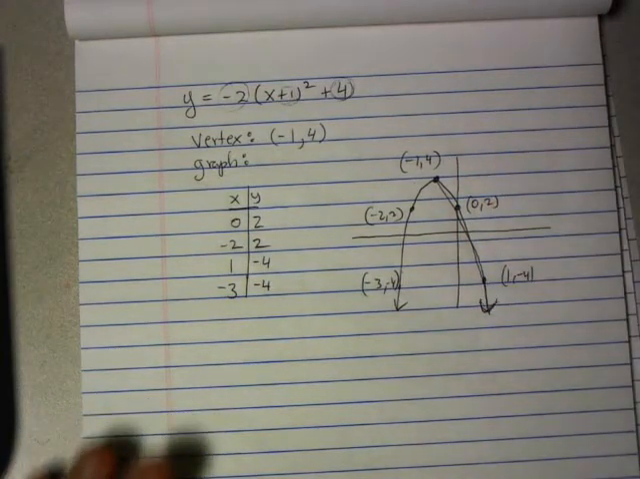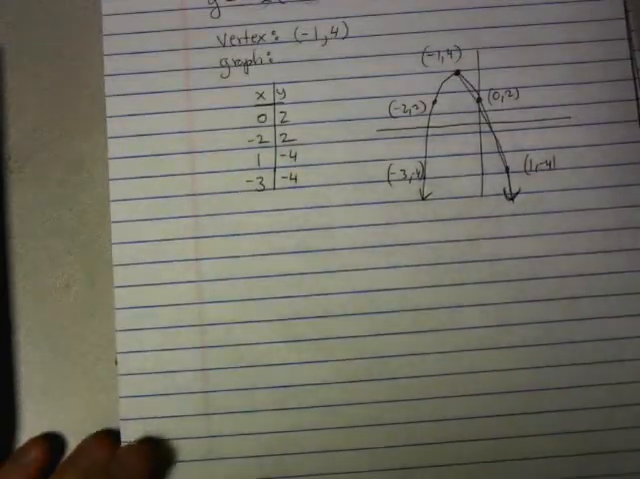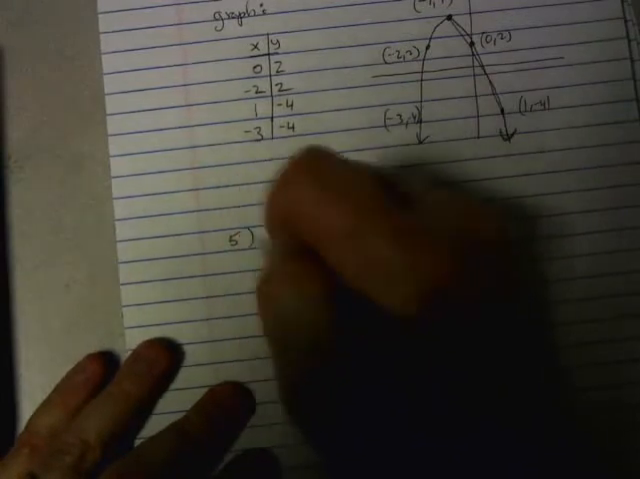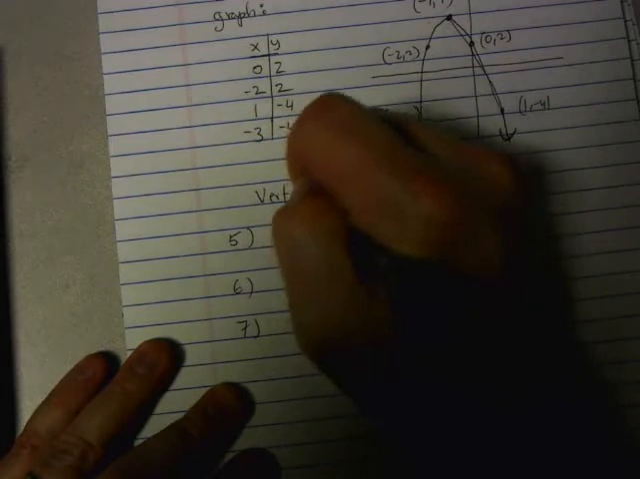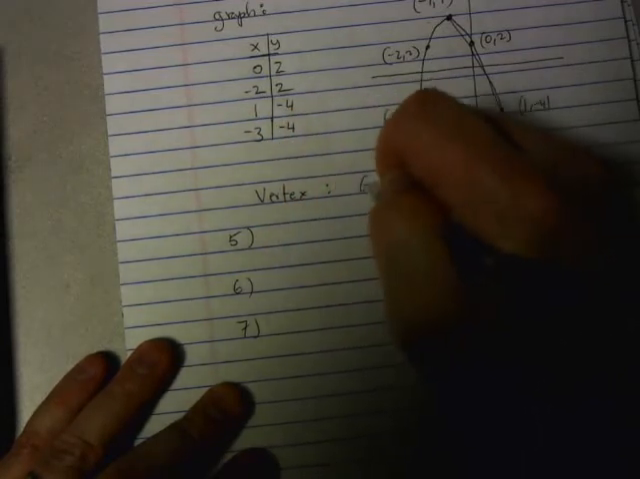Alright, so here's your next batch of homework assignments. Where did we leave off? I forgot which number I did last. I think I gave you 4 problems before. Yep. So, here are problems numbers 5, 6, and 7, and the directions are the same. Find the vertex, and then graph.